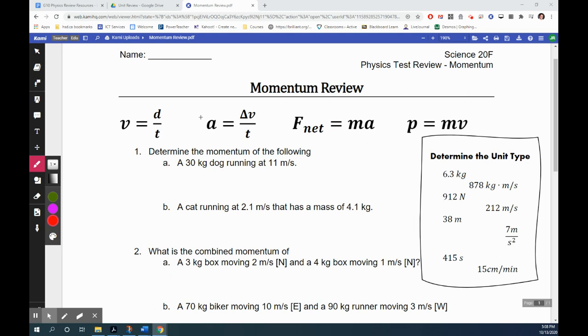Okay, we're at the momentum review. So we've got speed is distance divided by time. We've got acceleration is change in velocity over time. We've got the net force. Remember, it has to be the net, is the mass times the acceleration.